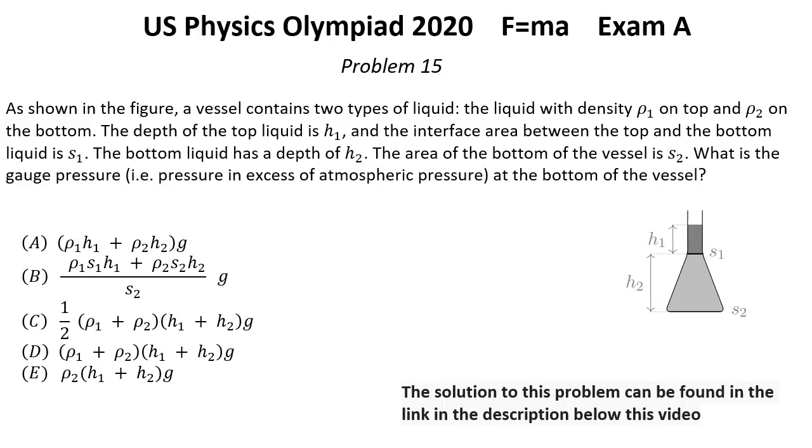What is the gauge pressure? In other words, the pressure in excess of atmospheric pressure at the bottom of the vessel.